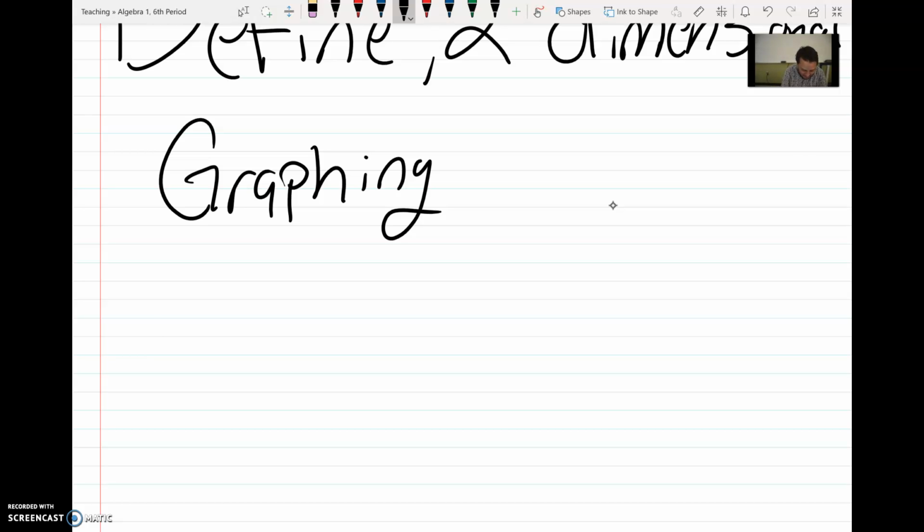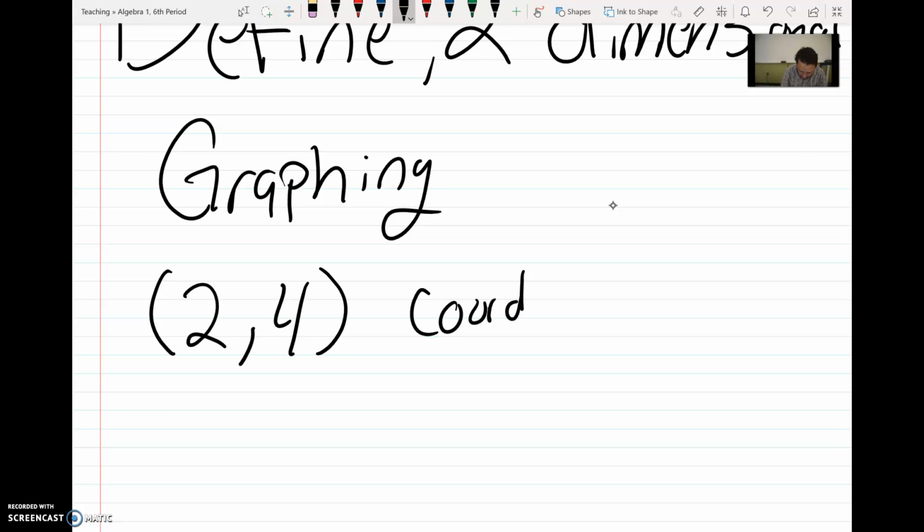So that being said, the first one we're going to call is what's known as a coordinate pair. So let me write that. Coordinate pair. And we just want to remember that this 2 right here, the left value, is our x, and this value right here, this 4, represents our y.